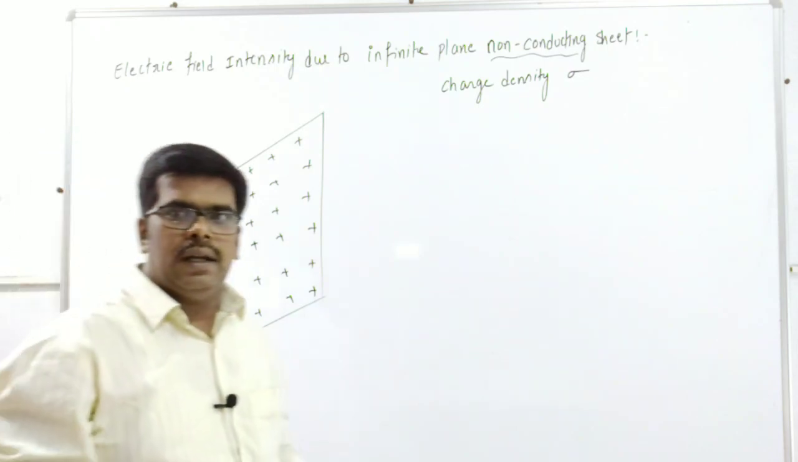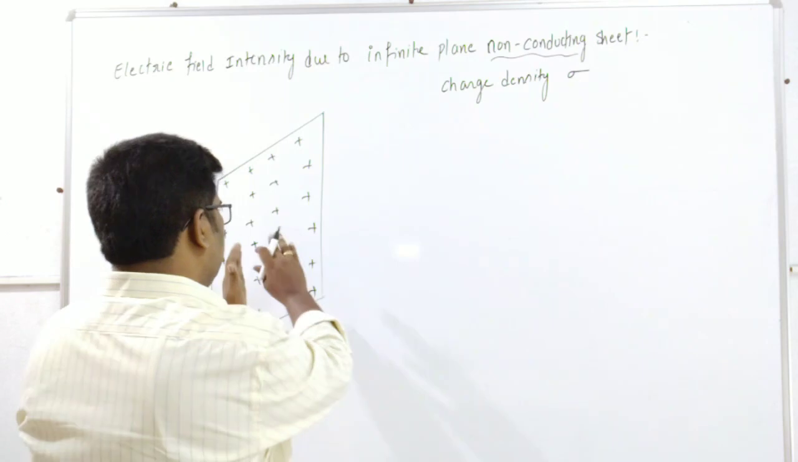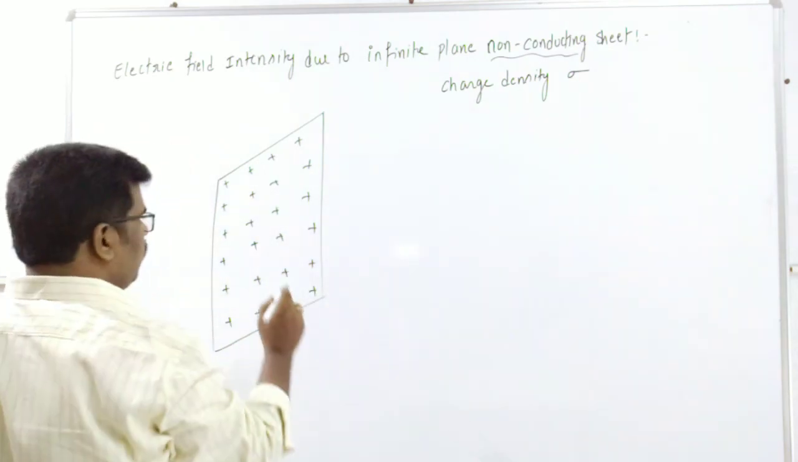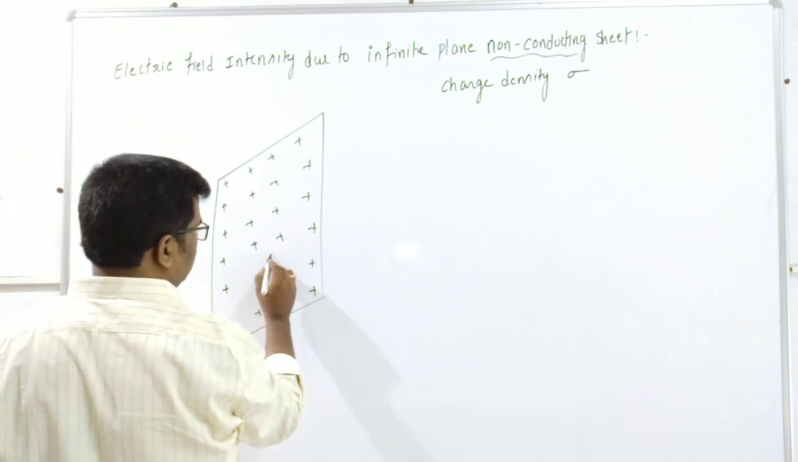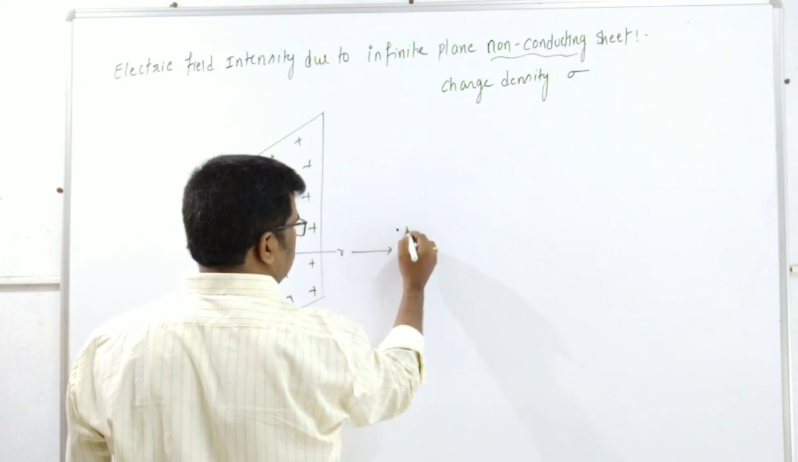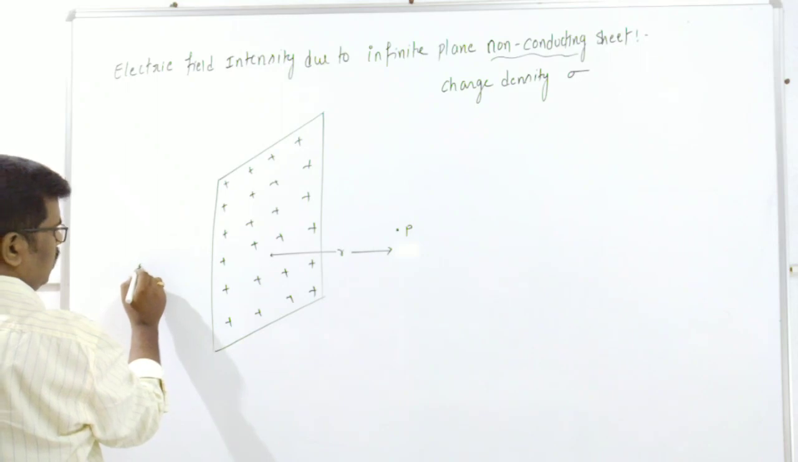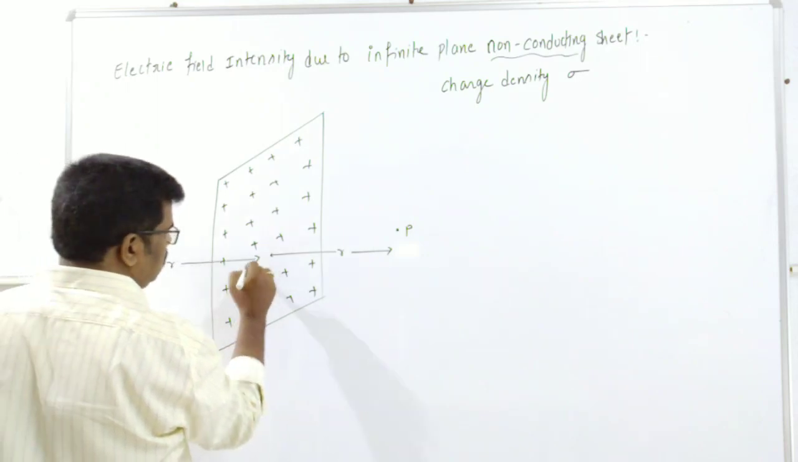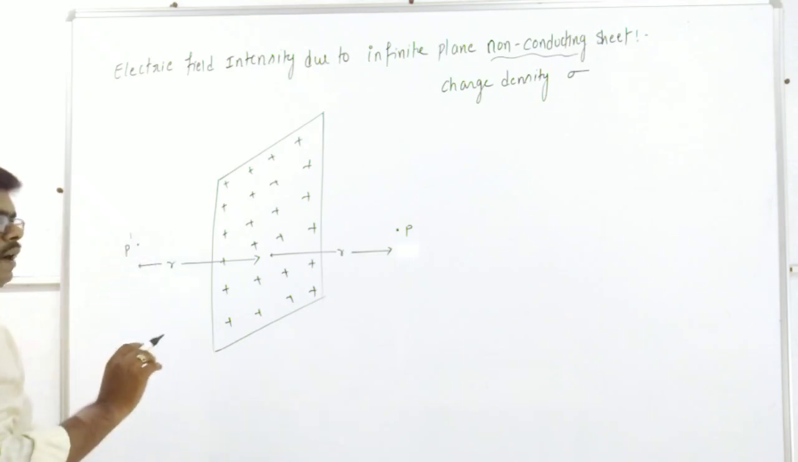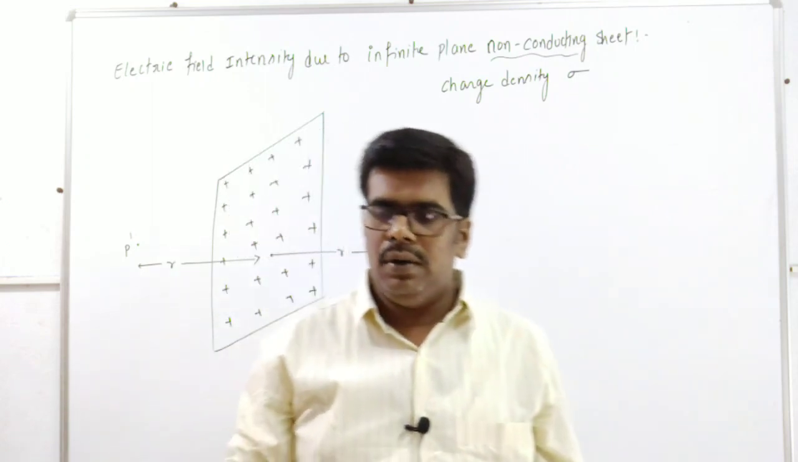our wish is to find the electric field intensity at a distance r from either side, means right side as well as the left side. So we want to find the electric field intensity at a distance r at point P, as well as on the opposite side at the same distance r, point P dash. So what is the procedure we are following? The same procedure will continue here.